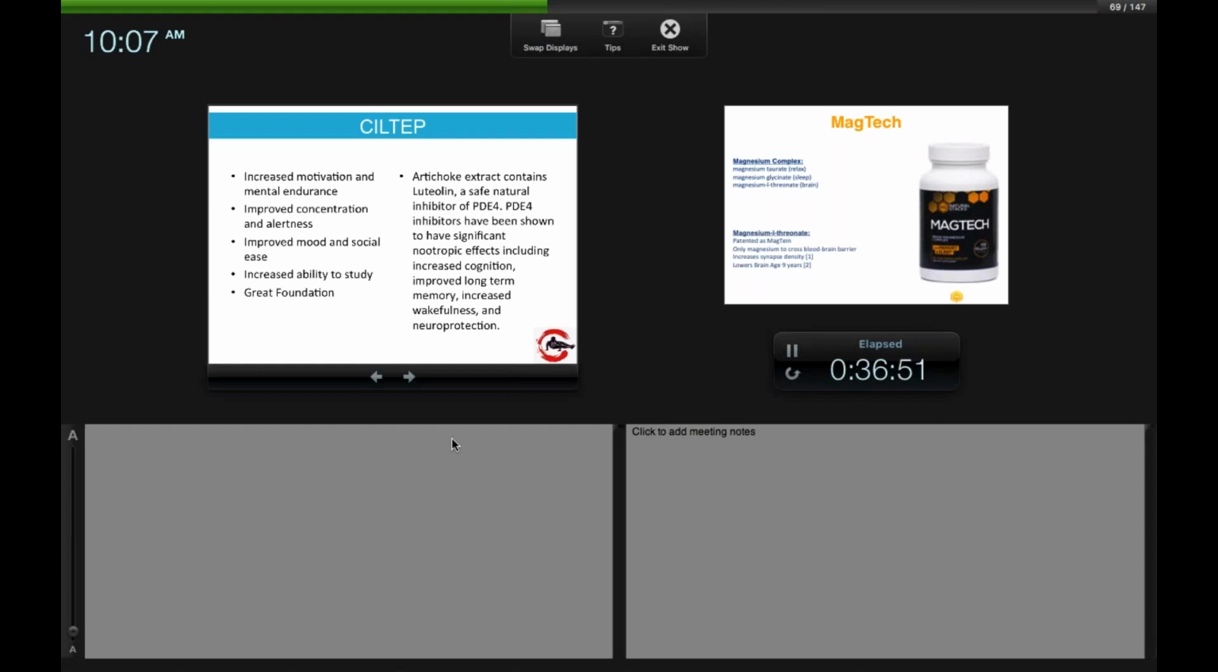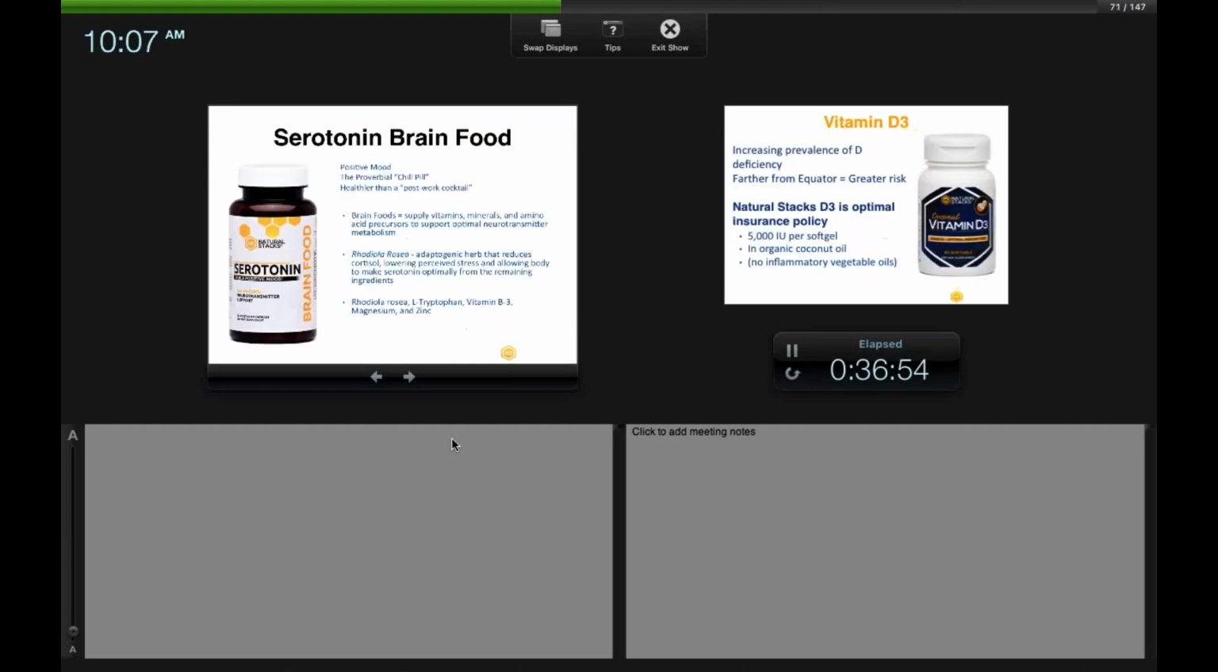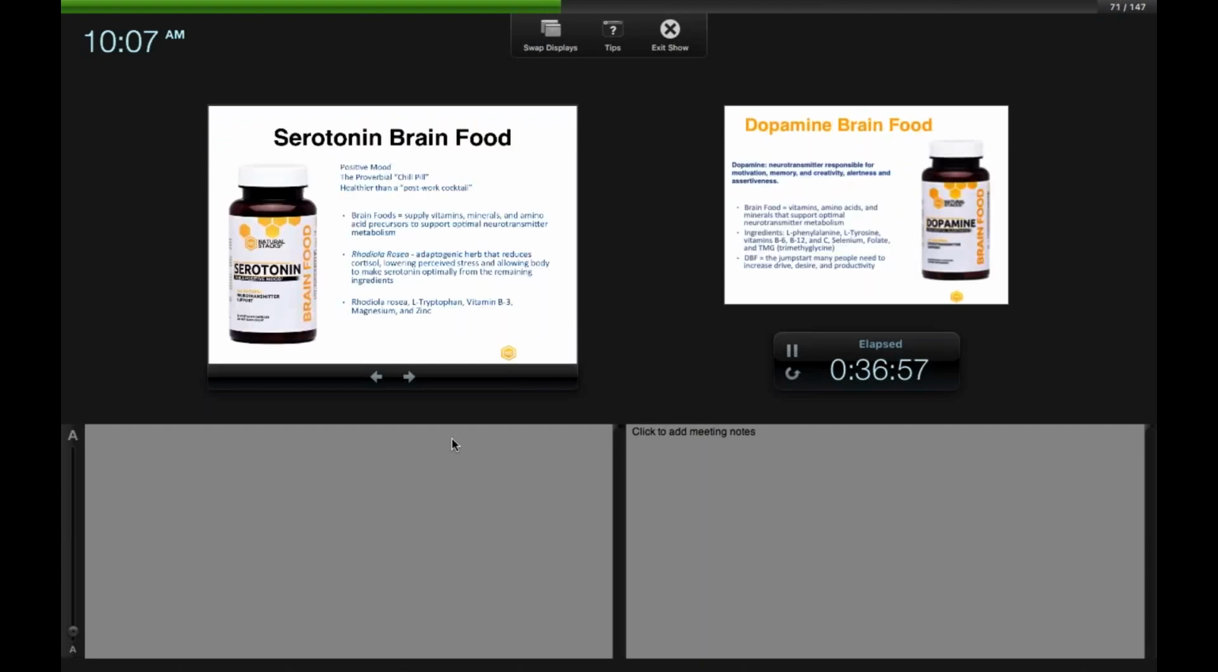So it's a great one to get your patients on. Definitely would recommend it. The other one I want to talk about is serotonin brain food. It's got the rhodiola. A lot of us use rhodiola on a regular basis. It's an adaptogenic herb. It lowers cortisol, helps lower perceived stress to make serotonin optimally.